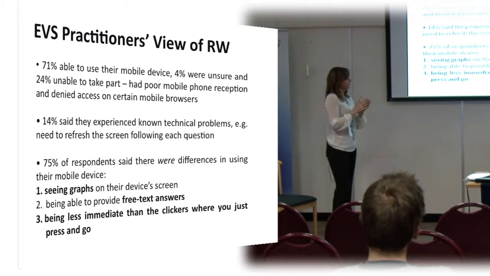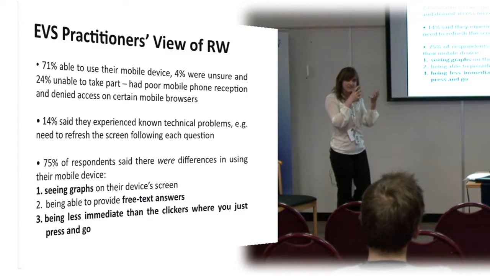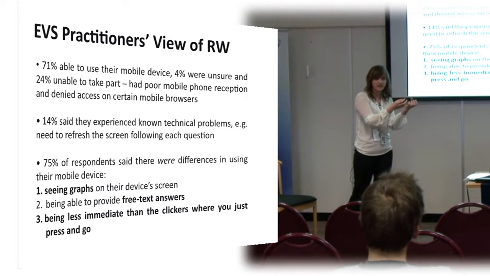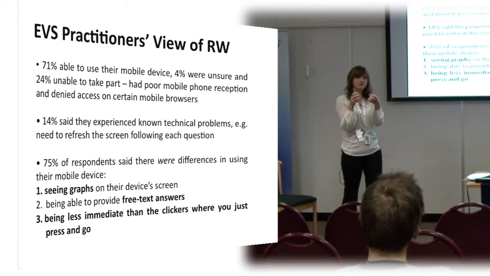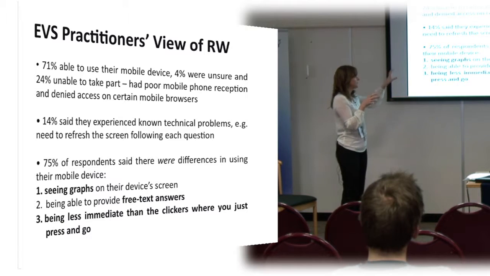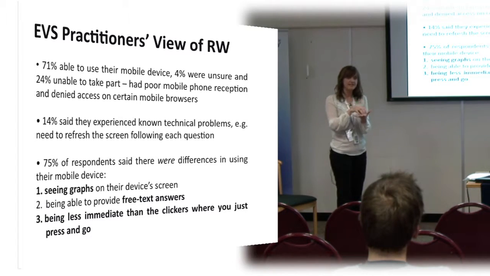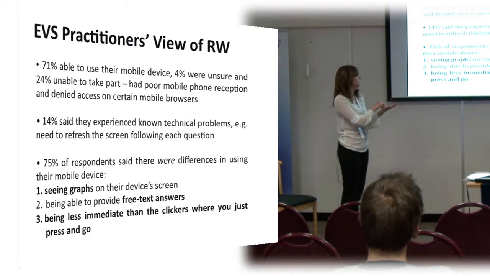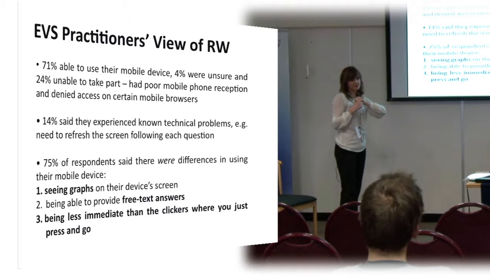And then we asked them, can you really see the differences between using a regular clicker and using your mobile device to vote with? And 75% of them said yes, they can see a big difference. They liked the fact that they could see a graph on their screen showing how everyone had responded in relation to their votes. They liked the fact that they could provide free text answers to questions.